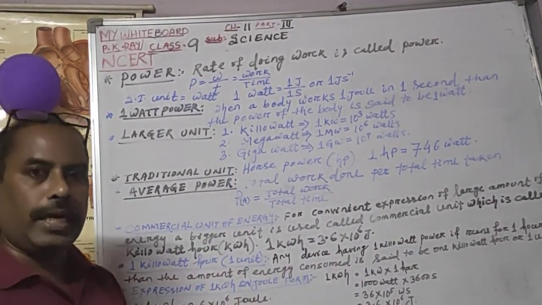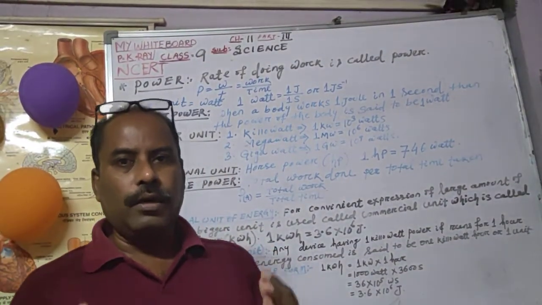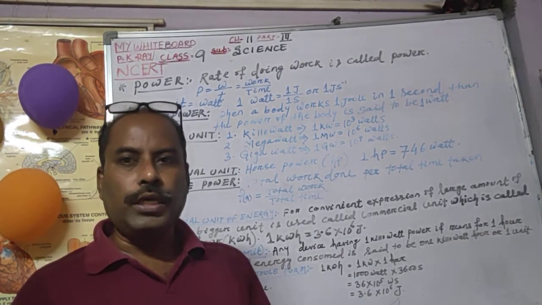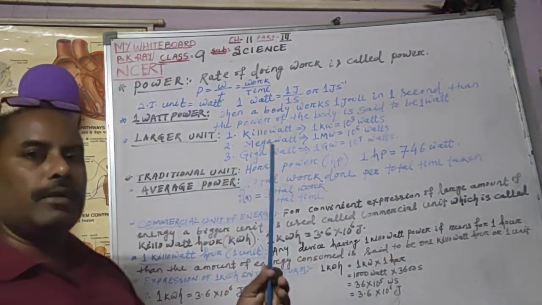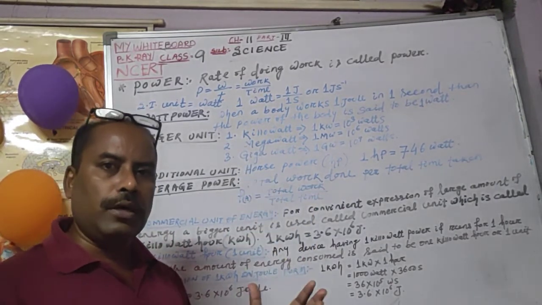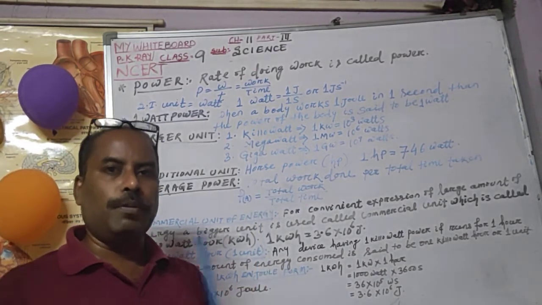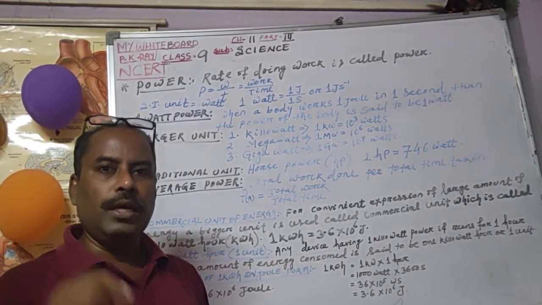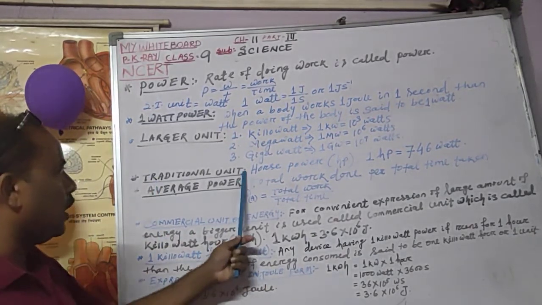Next we will come to the traditional unit. Before the watt was used, earlier scientists were using horsepower as a unit of power. This is called the traditional unit. We are still using it now, so it is also called the conventional unit, which was used earlier and is used today also. Nowadays if you see any motor or water pump, there must be HP written, like 1.5 HP, 2 HP. HP means horsepower. That is the traditional unit.